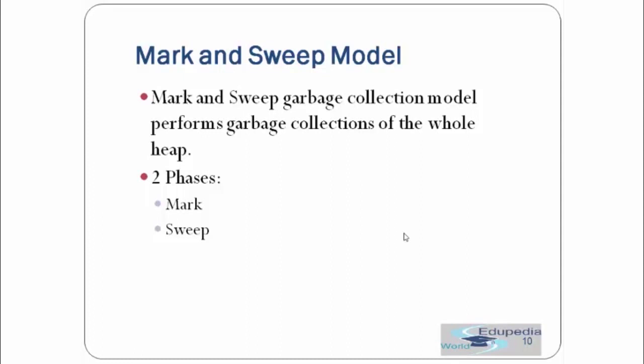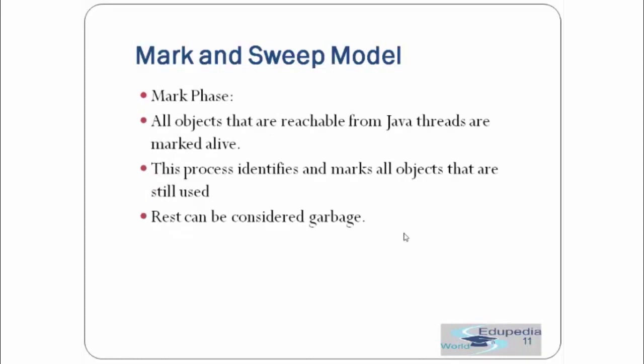Now let's see what these two phases are and what they do. Firstly, the mark phase. In the mark phase, all objects that are reachable from Java threads are marked alive. So whichever objects can be reached from Java threads are marked. This process identifies and marks all objects that are still in use. So whatever we are using, it will mark that.